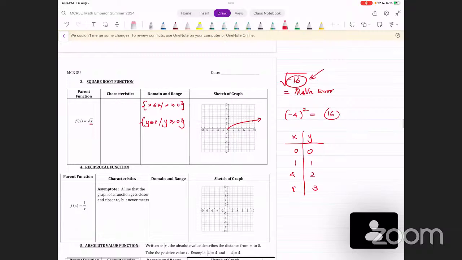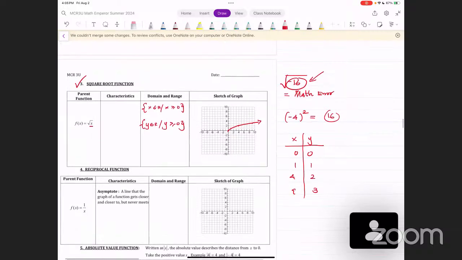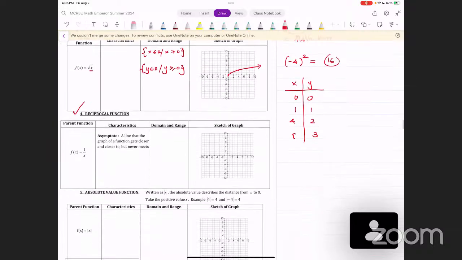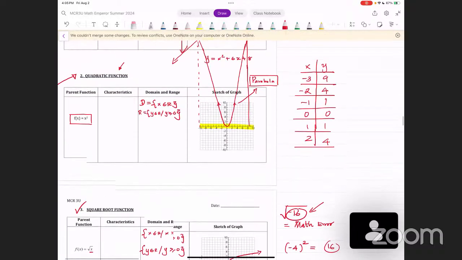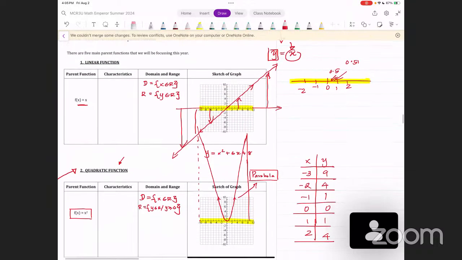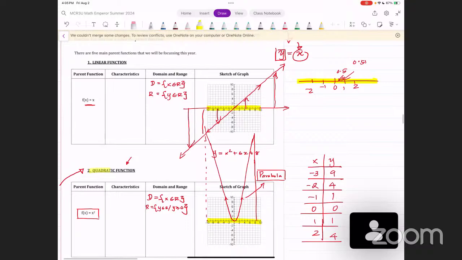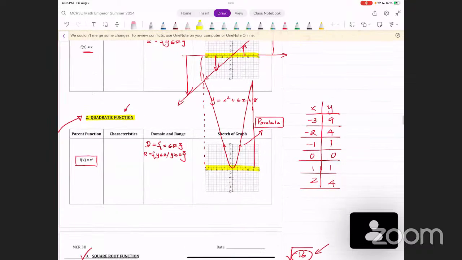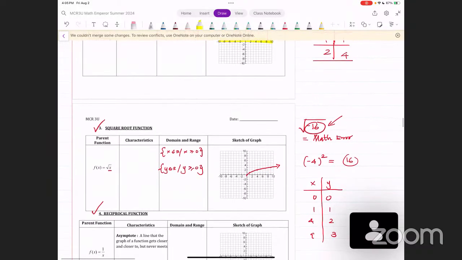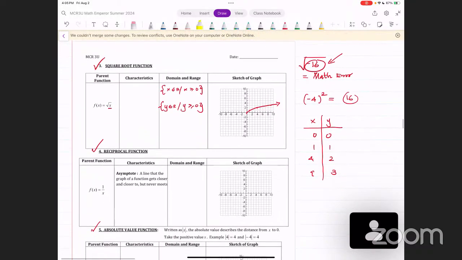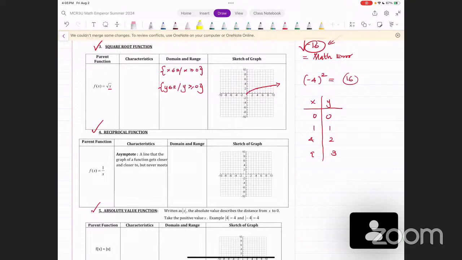So the square root function, the reciprocal function, and the absolute value function have never been introduced in grade 10. The only functions that you learn in grade 10 are linear and quadratic. Next class, we're going to spend time talking about quadratic relations, so you won't get lost when I continue my functions. Now, going back to the next function, reciprocal.